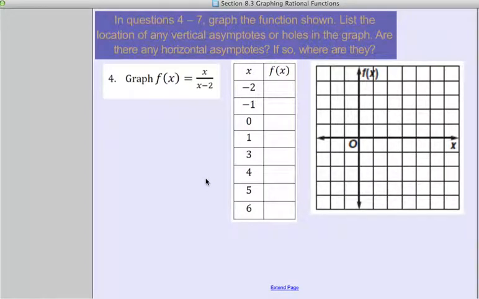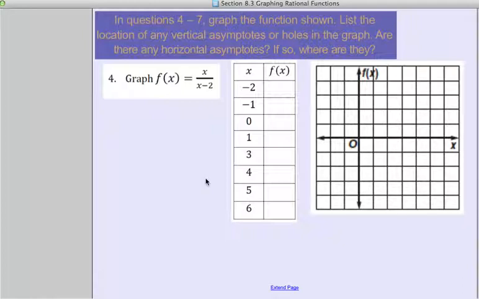Hello class, and welcome back to section 8.3, graphing rational functions. I hope you grabbed your graphing calculator because we're going to go ahead and graph some rational functions. So for questions 4 through 7, graph the function shown, list the location of any vertical asymptotes or holes in the graph, and so we want to make sure we graph those as well.